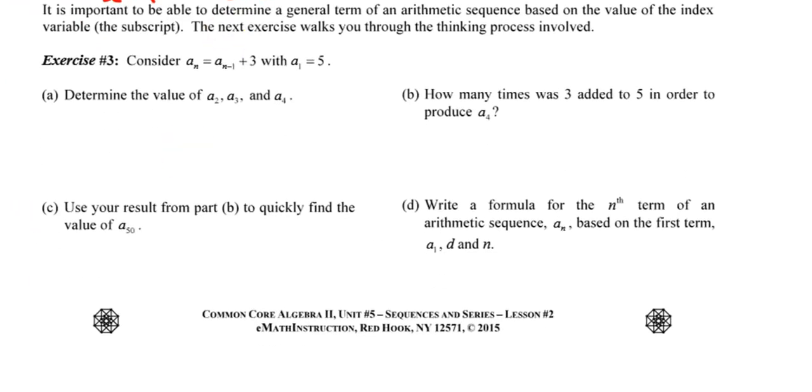Okay, now we're going to try to generalize from a recursive formula. This one is recursive. Gives us the value of the first term, gives us the pattern to follow. We're going to add on 3 to the previous term. But it doesn't allow us to easily jump to, for example, the 50th term, which is what we're trying to do in part C here.